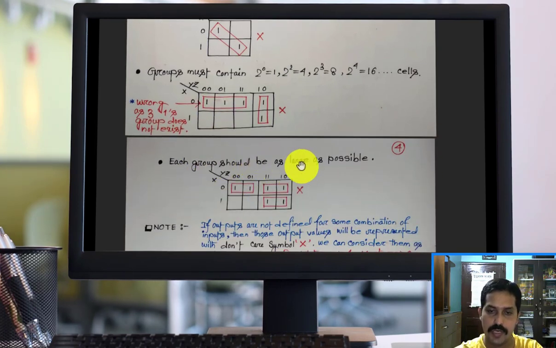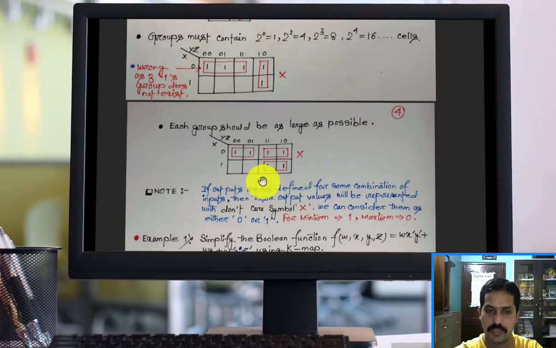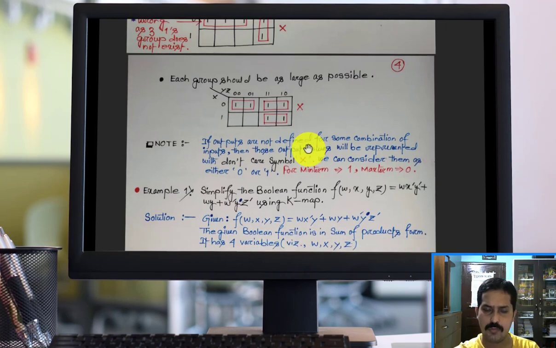Next, each group should be as large as possible. See here, again I can take this as a group of 4 ones, and this as a group, 1 2 3 4, 4 ones. Okay, now this is a very important concept. Just remember, whenever you watch this tutorial, you should play and pause again and again, then only you can understand the whole concept, because the Karnaugh map concept is quite lengthy. But after getting the information and proper concept, you can easily solve any Boolean expressions and simplify them with the help of the K-map method up to 4 or 5 variables, and above 4 or 5 I suggest that you use the tabular method.